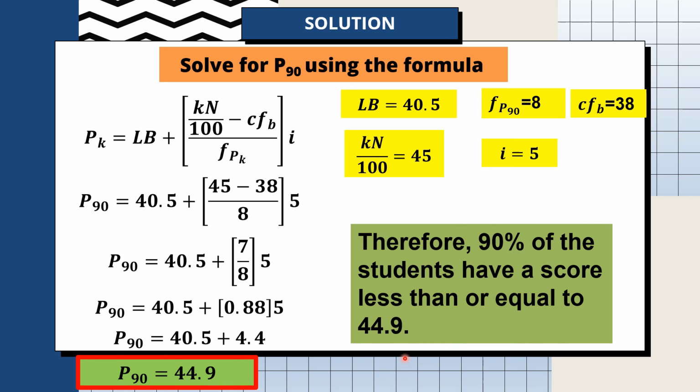So, ibig sabihin ng 44.9, it means we have 90% of the students have a score less than or equal to 44.9. So, simula sa 44.9 pababa, 90% na students ang nagka-score. So, para ma-verify kung tama yung score mo, pwede mong i-check dun sa iyong class interval. Dapat pasok siya dun sa range natin.